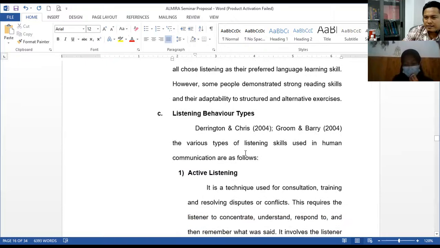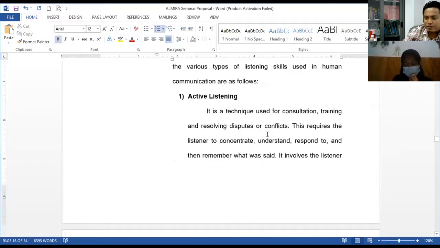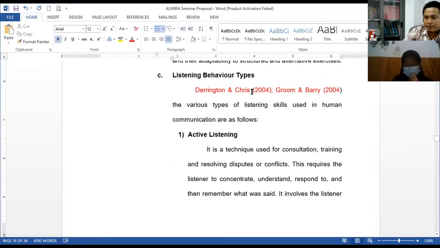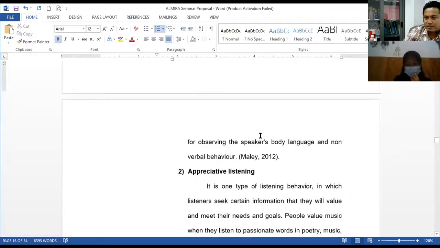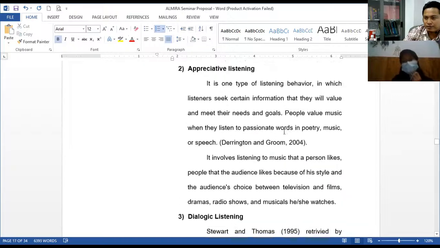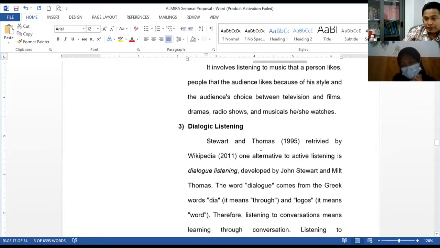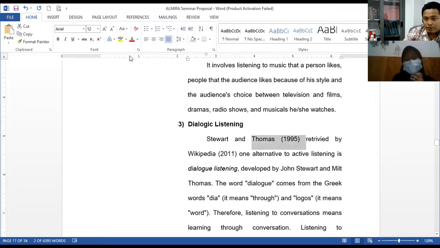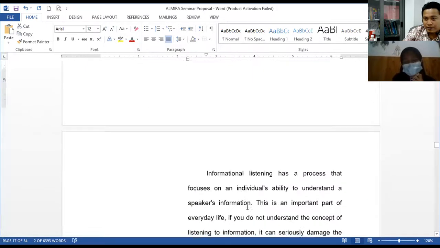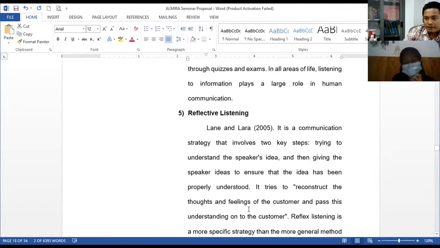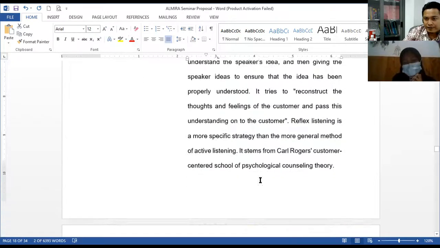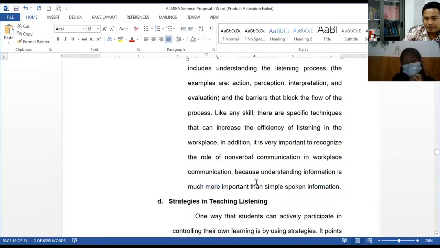Now, listening behavior types. No, find a new one. There are many new books and new journals discussing listening behavior types. Try to find the new one. This one also, no. Okay, it's the same. So many are wrong here. You have to revise it.